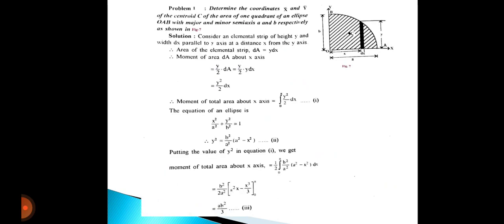Now, problem number 1. Determine the coordinates x bar and y bar of the centroid C of the area of the quadrant of an ellipse OAB with major and minor semi-axes a and b respectively, as shown in figure 7. Consider an elemental strip of height y and width dx parallel to the y-axis at a distance x from the y-axis. The area of the elemental strip, dA, is y into dx.